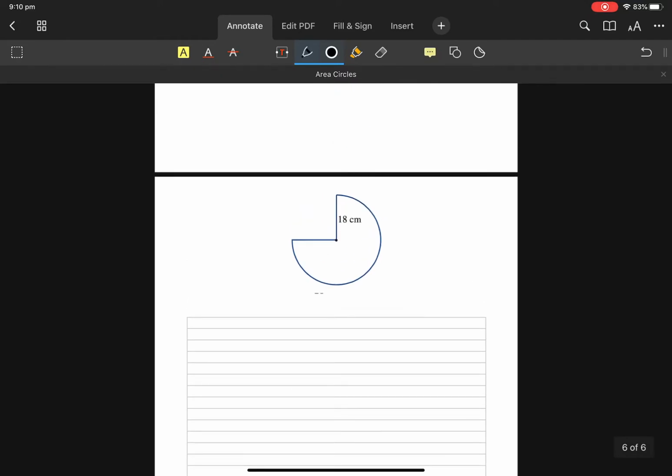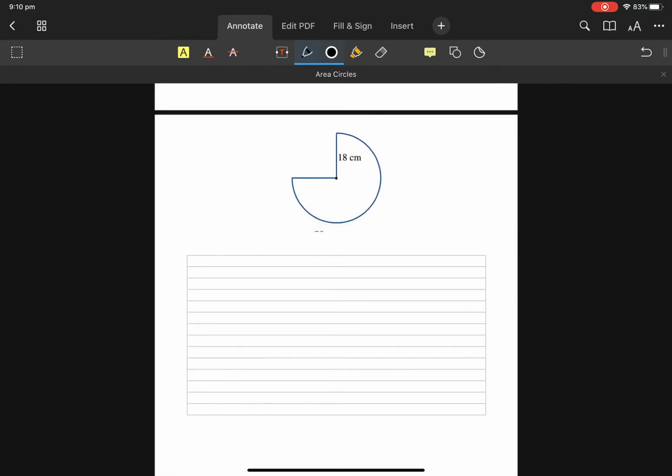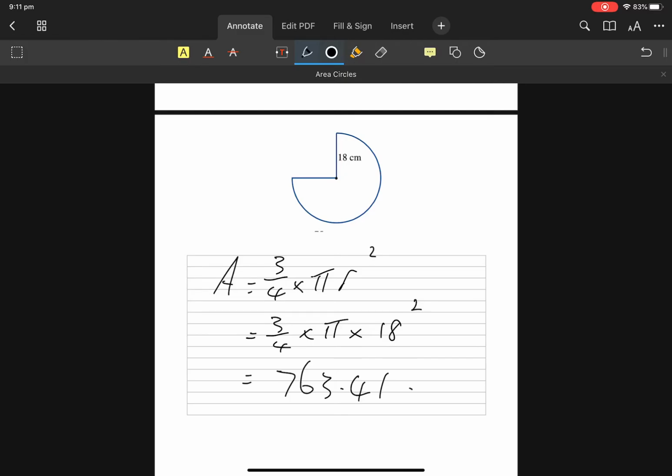Last one, promise, much shorter than the circumference video. We've got area of a circle equals pi r squared, but that is not a whole circle. That is 3/4 of a circle. What's my radius? Straight in the calculator. Love calculators. That didn't work. 763.41 centimetres squared. That's it.